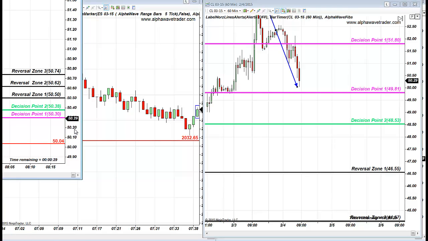Again, I'm entering on very small time frames. This is day trading room. The same levels you're witnessing on monthly, I'm using on very small time frame. Next level, 50.38. You're very clear by watching S&P what reversal zone means, correct? One step at a time. Decision point 2, 50.38.